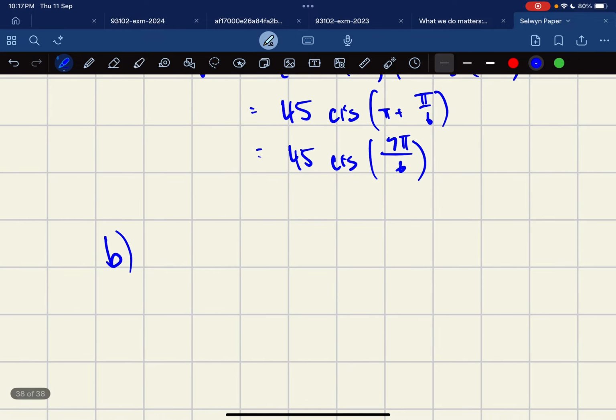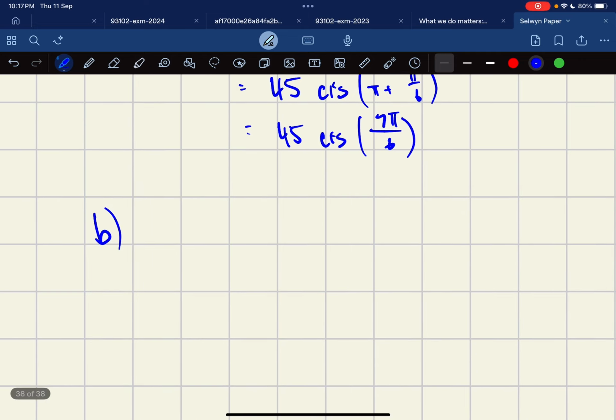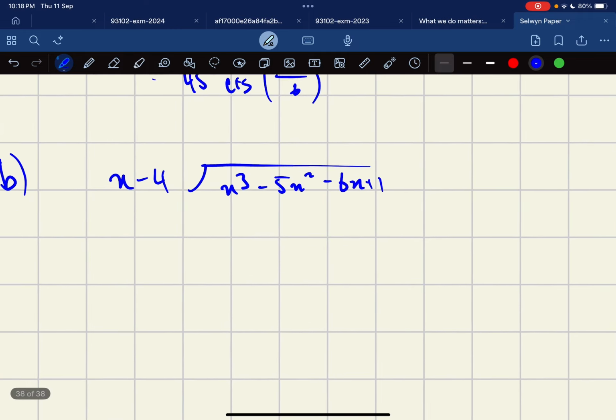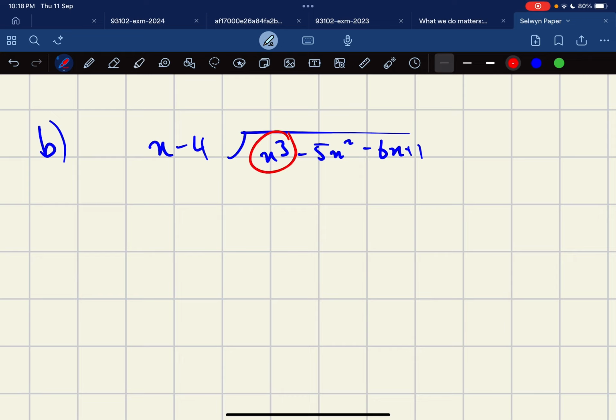Write that cubic over x minus 4 in the form of a quadratic plus a remainder over the linear factor. So here we're going to divide this cubic, x cubed minus 5x squared minus 6x plus 1, by the factor of x minus 4. So you go for the first term. How do you change x minus 4 to x cubed? We have to multiply it by x squared. So you get x cubed minus 4x squared. And then you subtract that from there.